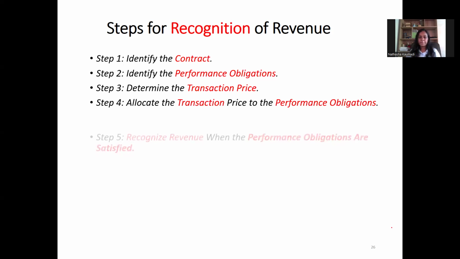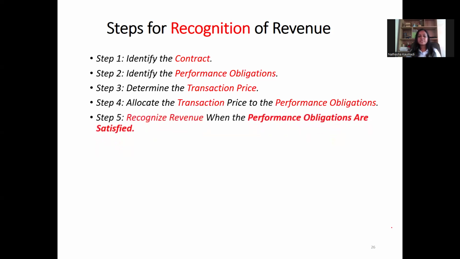As per our discussion, recognize revenue when the performance obligations are satisfied. Only when the performance obligations are satisfied, we can recognize the revenue. That is the revenue recognition point, an important thing. Right.